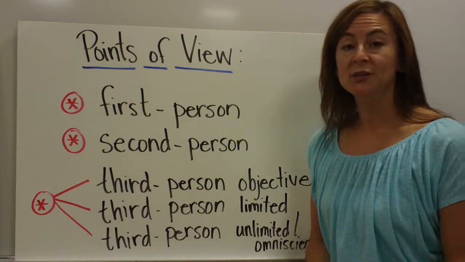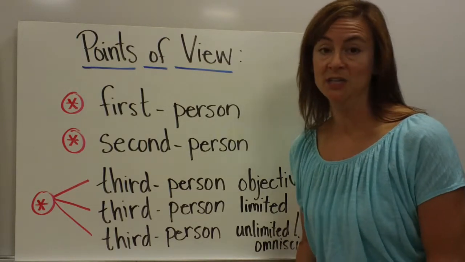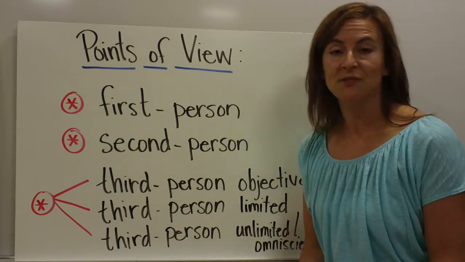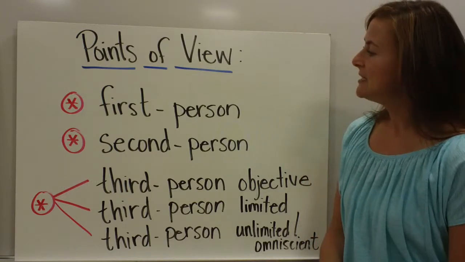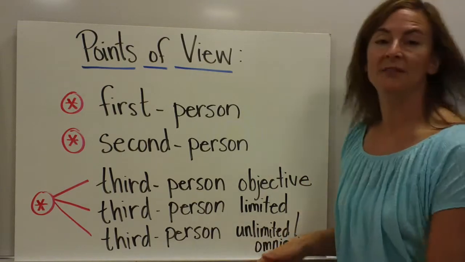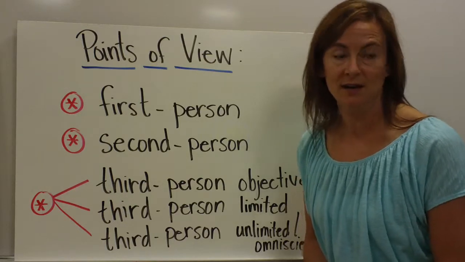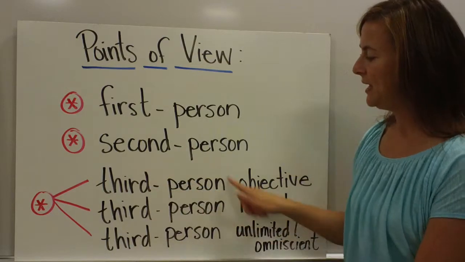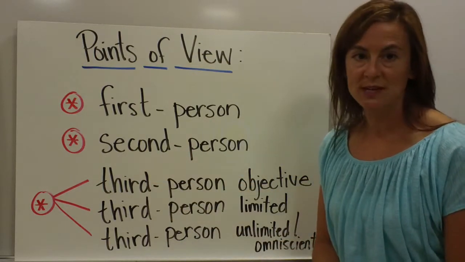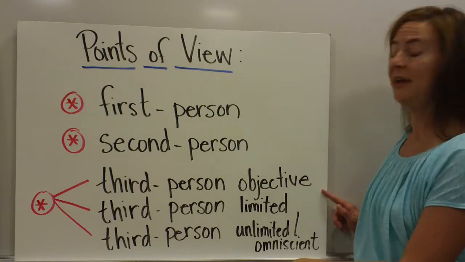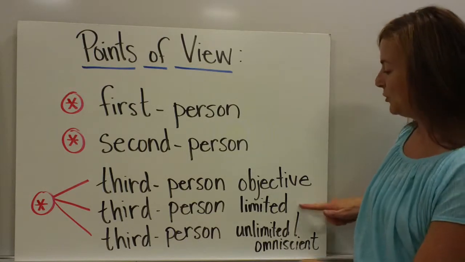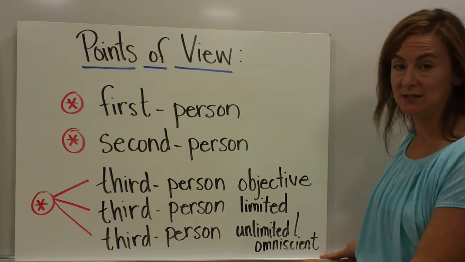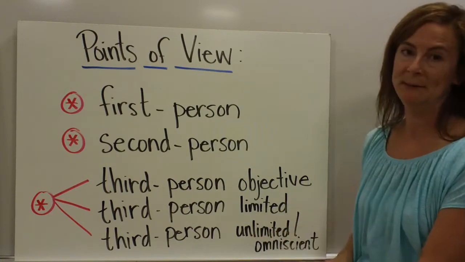You're going to use your Readers and Writers Toolbox page to help you fill in some of the chart so that you'll have this as a future reference. Let's take a look at the 5 different points of view that we will be studying. We have first person, second person, and then we have 3 different types of third person point of views that you'll be responsible for knowing. They are third person objective, third person limited, and then third person omniscient, which is also known as unlimited.